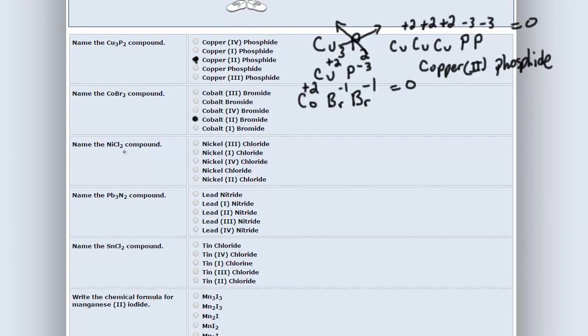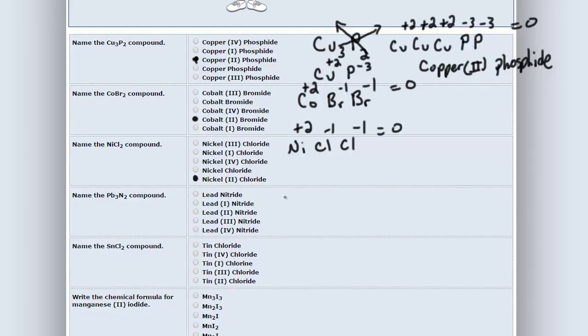Name the NiCl2 compound. Okay, Ni, Cl, Cl. So Cl is chloride. That's a -1 charge. We have to get to 0. That makes this a +2. Nickel 2 chloride.